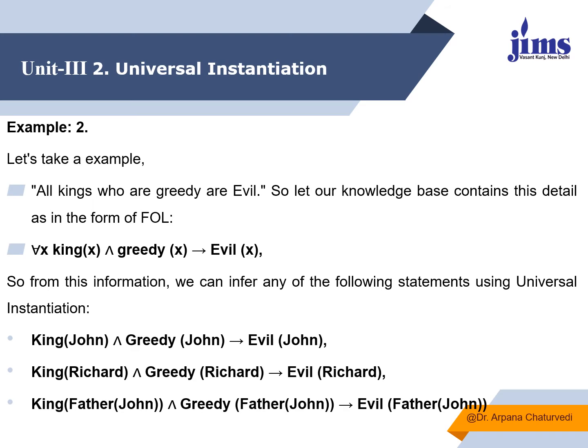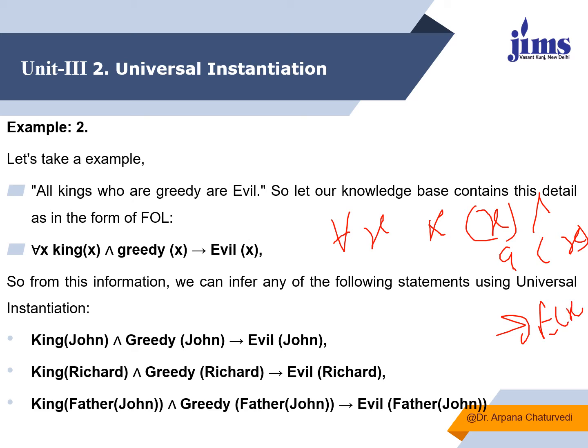Now come to another example of universal instantiation. Let's say I'm saying all kings who are greedy are evil. So I'll say for all X, if X is a king and X is greedy as well, then definitely X is evil. So I'm talking about all X who are king and greedy. So I can instantiate also.